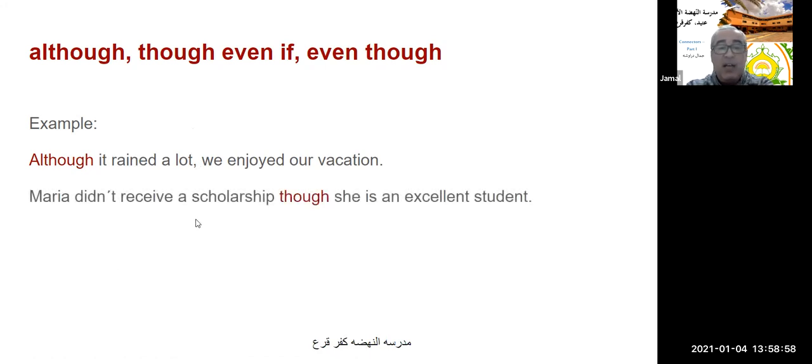Maria didn't receive a scholarship, though she's an excellent student. On the one hand, she's an excellent student. On the other hand, she didn't get a scholarship. So we are using the connector of contrast, though.